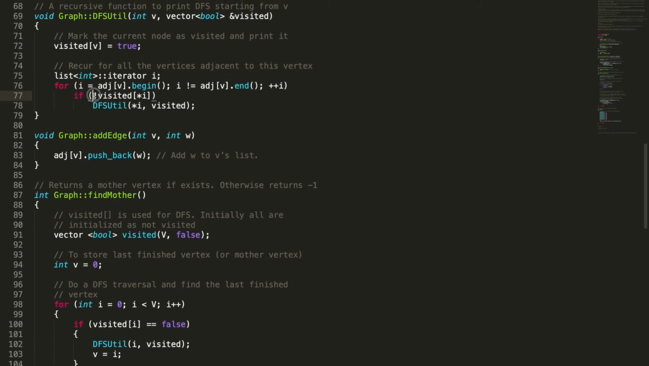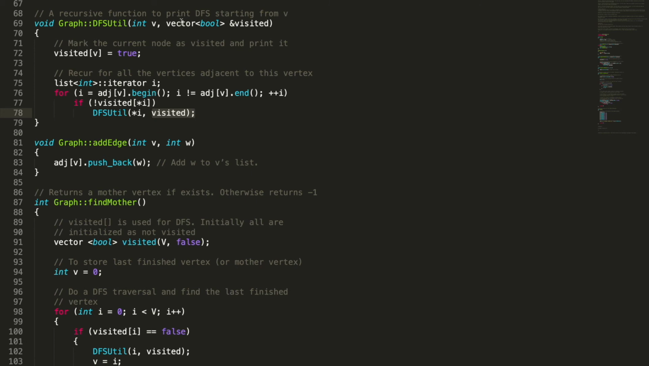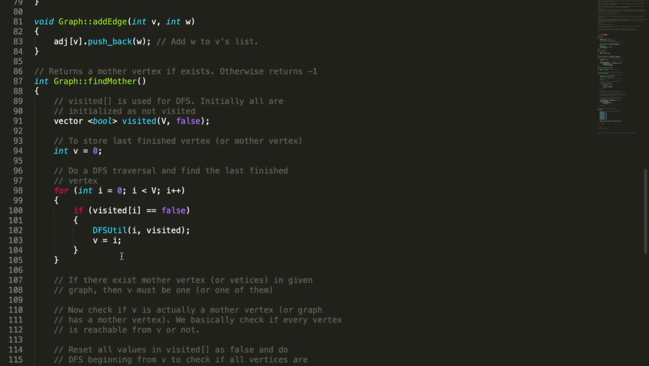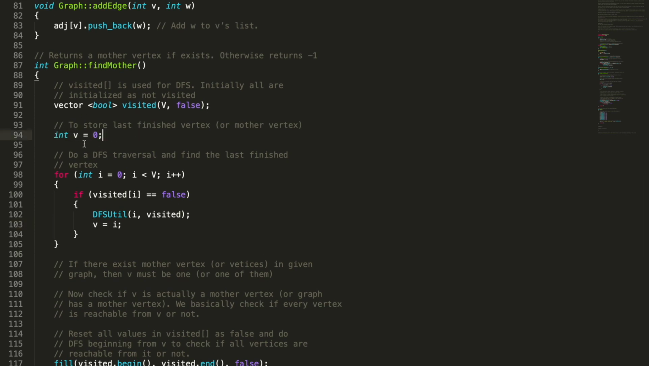And if we are able to find any node in that, any descendant which is not visited, then we are going to again recursively call the DFS util function with that particular vertex and our visited vector. So this loop is going to keep iterating, and after this loop gets finished, we are going to get our last finishing vertex. Don't forget that this thing is getting iterated for the entire loop. So the last finishing vertex is going to get stored in v. For that purpose only we have taken this variable v.